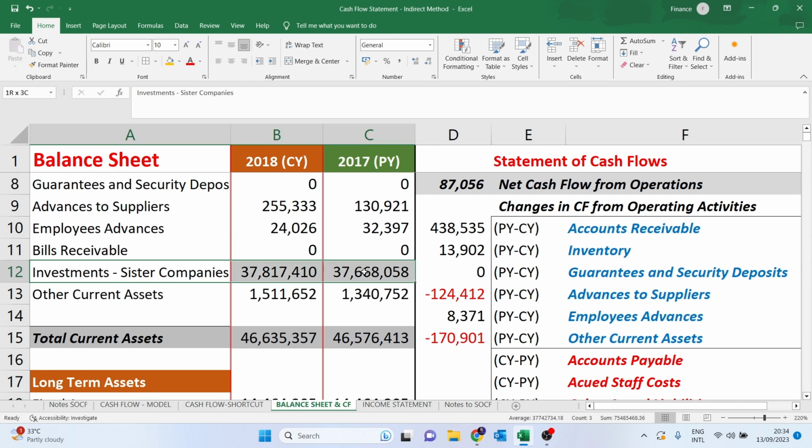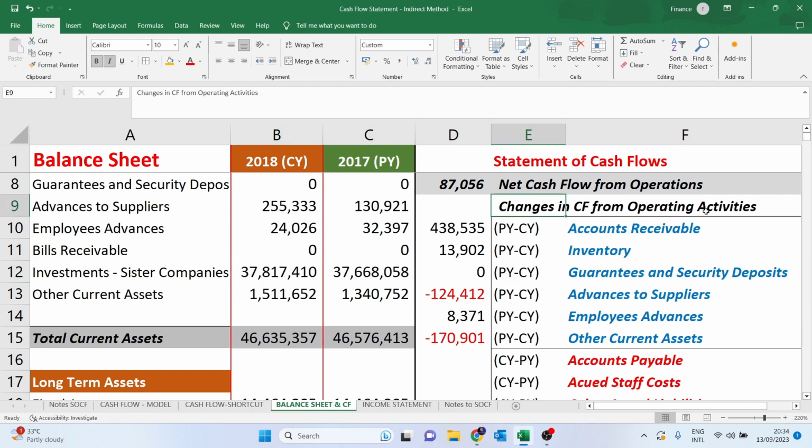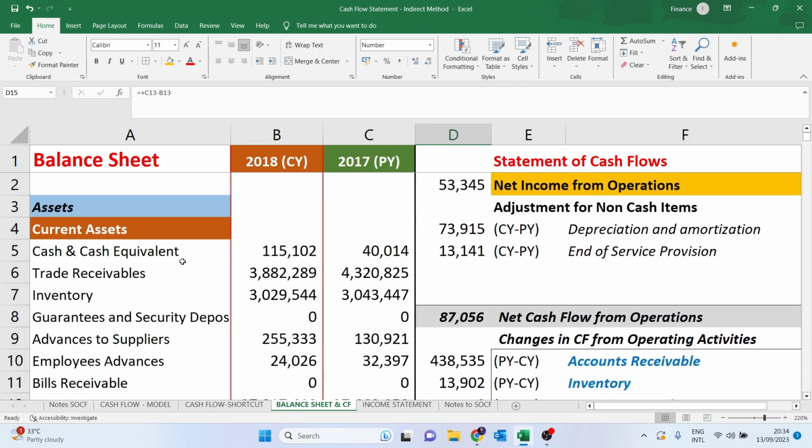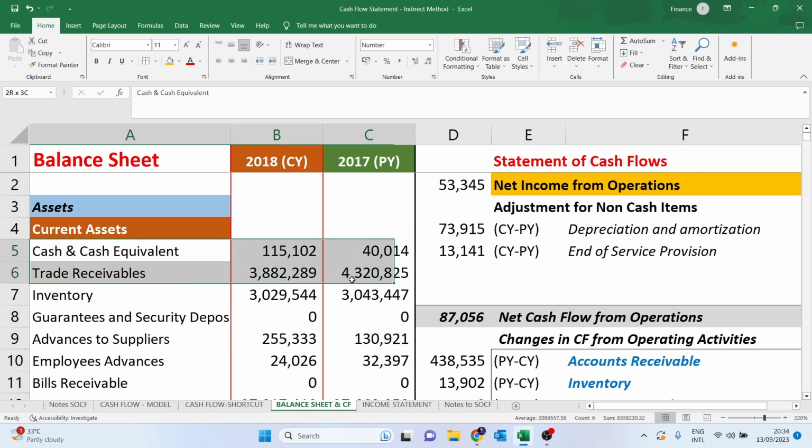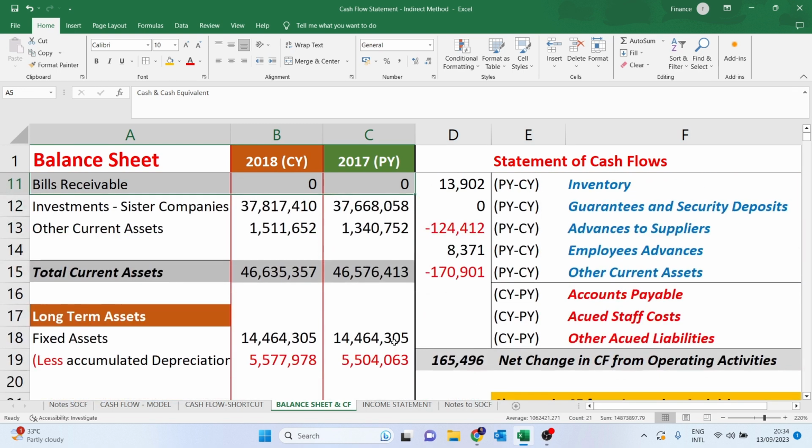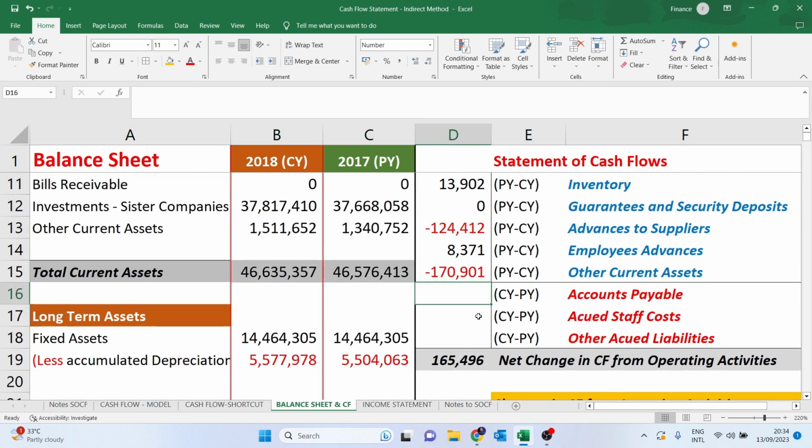This investments, right? Investments is not an operating activity. Actually, we are looking at the changes in cash flow from operating activities only. Investment is an investing activity, right? From the name itself, we can know it is an investing activity. Okay, so now we have finished entering the movements of current assets for the year. Yeah. Okay, now let us move to current liabilities.